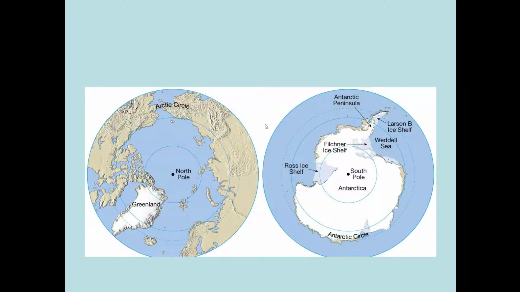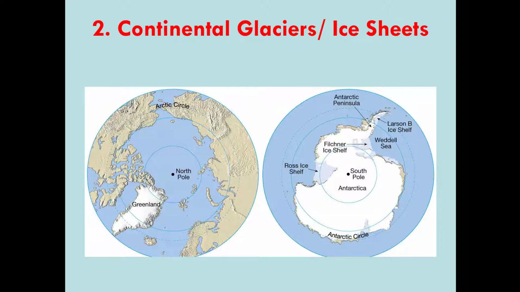Cool. So the other type of glacier is much different in scale. I just mentioned that a single mountain can have a couple dozen alpine glaciers. The glaciers we're going to talk about now are on a completely different scale, and those are called continental glaciers or ice sheets, and they, as the name implies, cover entire continents. So here we see the two remaining continental ice sheets on Earth.